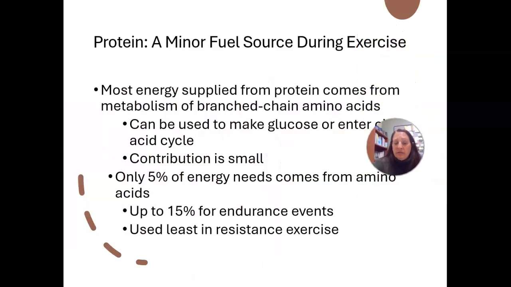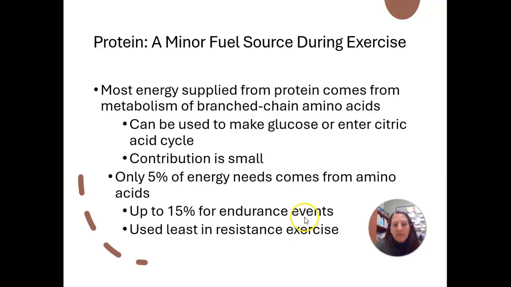How about protein? So most of the energy is supplied by fats and carbohydrates. We will turn to protein. Most of the energy supplied from protein comes from the metabolism of what are called branched chain amino acids. So they have longer functional groups, or R groups, side chains, okay?